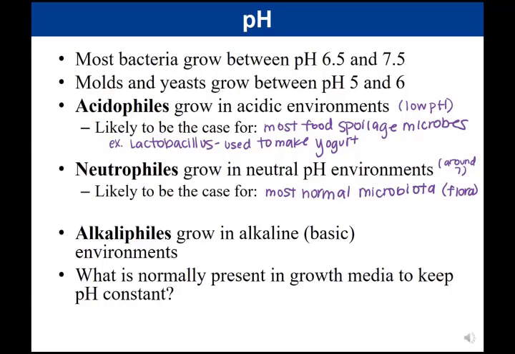Now, thinking about what is normally in media that keeps the pH constant. And so in lab, we've talked about this several times. What do we normally put in growth media that's used to keep the pH constant? And the answer, you probably know by now, is buffers. So we have buffers in the media that are used to keep the pH constant. So dipotassium phosphate, for example. There are many, many different types of buffers that we use, but usually they're in the media to keep the pH constant.